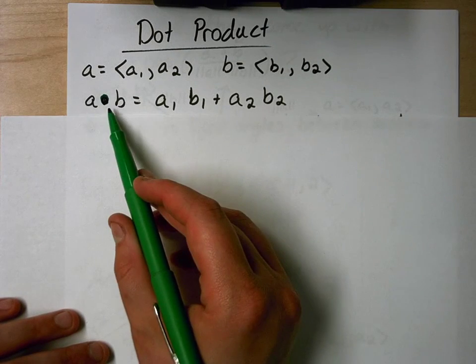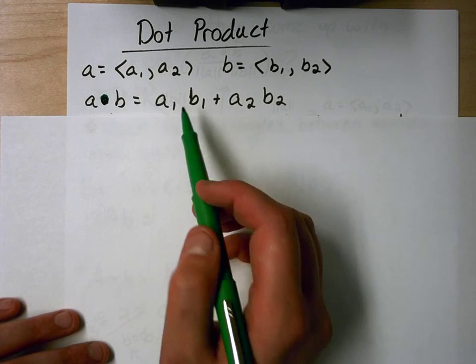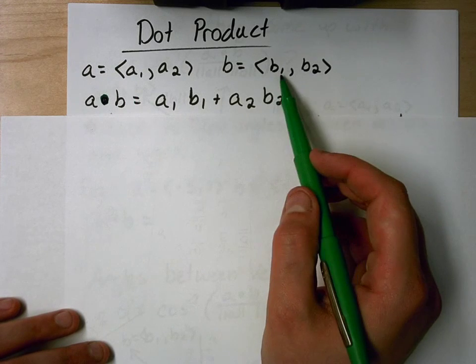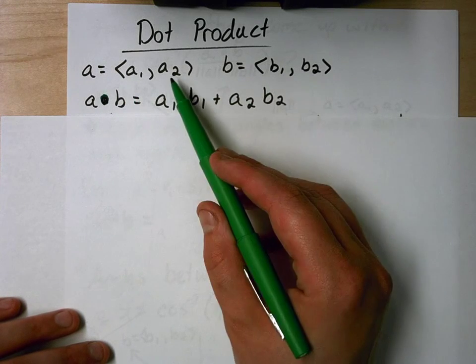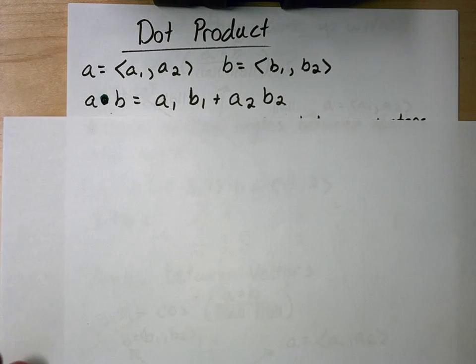So the dot product of A dot B is that we take A1 and we multiply it by B1, then we add it to A2 times B2. Right, and then we're going to get some number. So it's not going to equal another vector, it's going to equal a number.